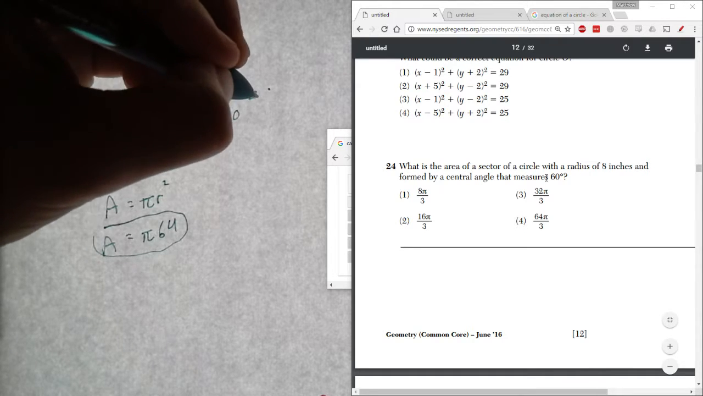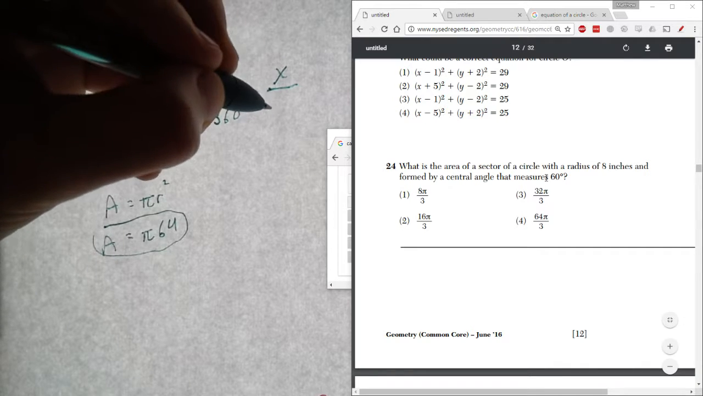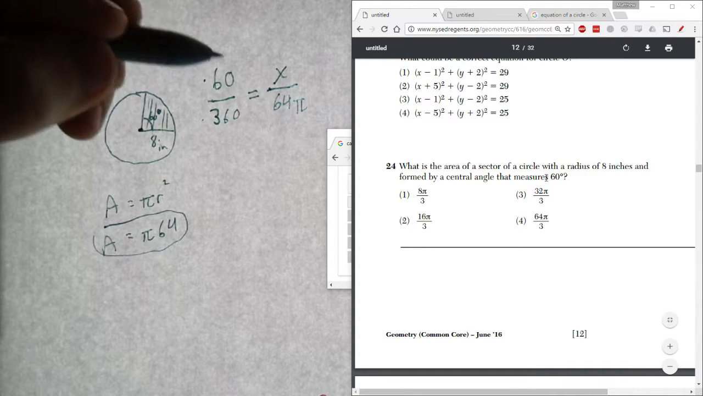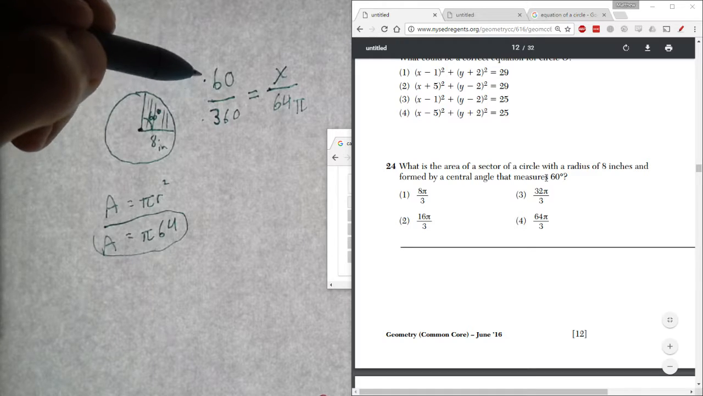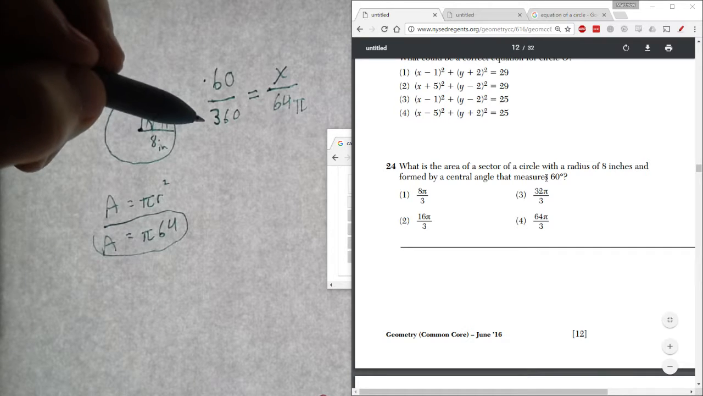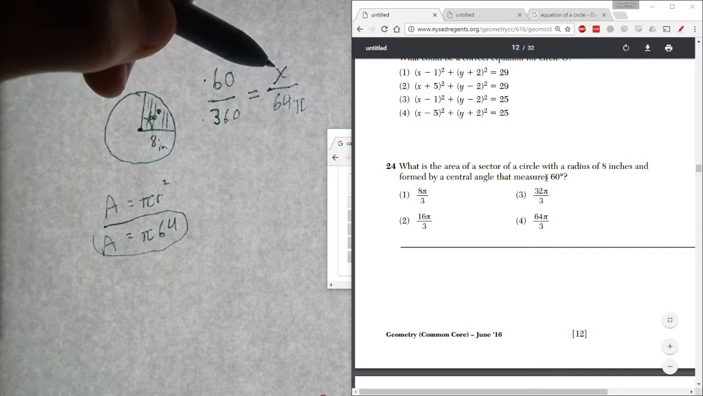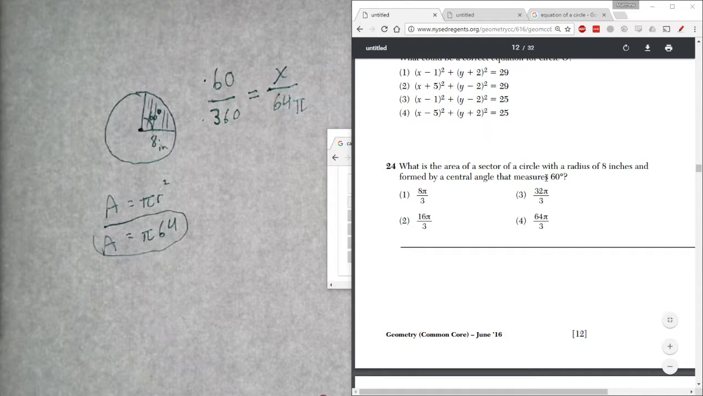Well, if I want that much area, I can just put x over the entire area that I got, which was 64 pi. These two should be equal because I have this much of the circle shaded in. That's how much I want. This is the whole circle. I want that corresponding amount of area relative to the total area. And so now let's just do this algebra here.